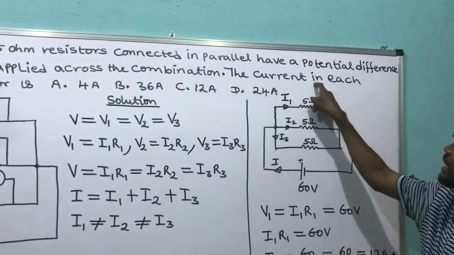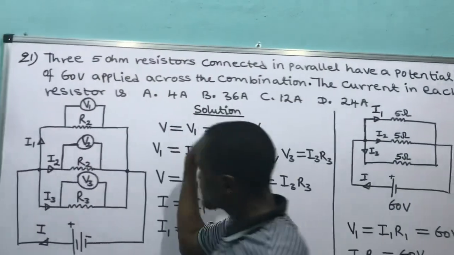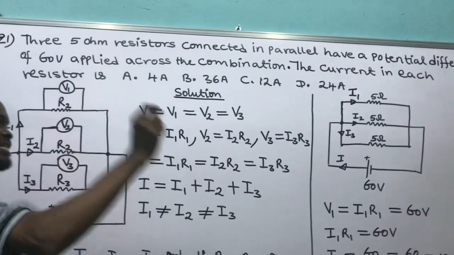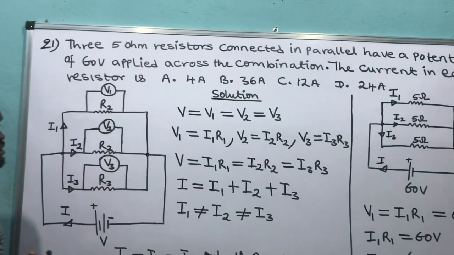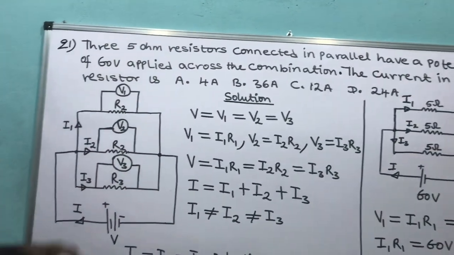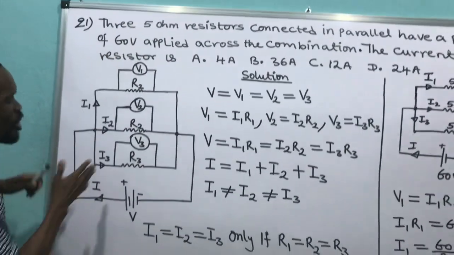The current in each resistor is what they ask us now, the current in each resistor. Before we go into solving it, let's look at this format we need to know. These 3 resistors in parallel.